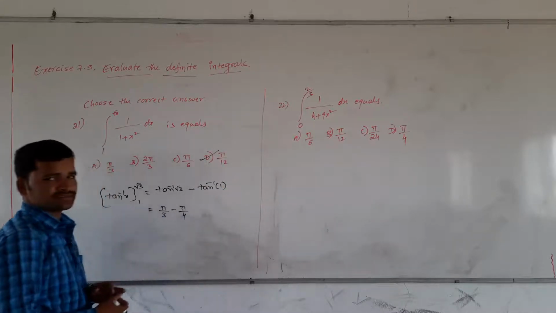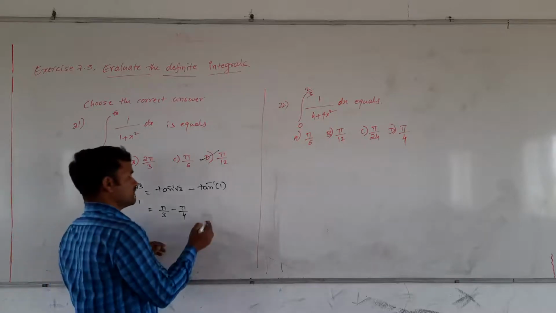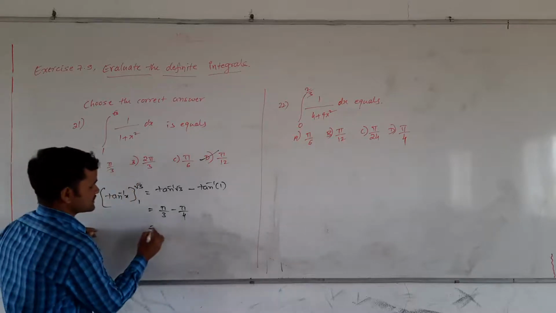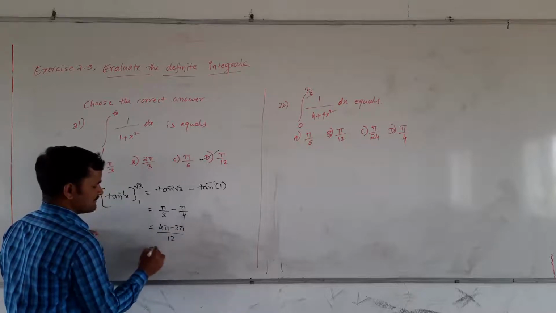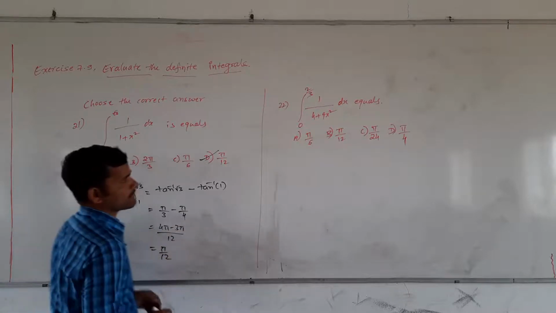Pi by 12 is 15. How? We can simplify here. This is 4 pi minus 3 pi by 3 into 4 means 12. We have pi by 12.